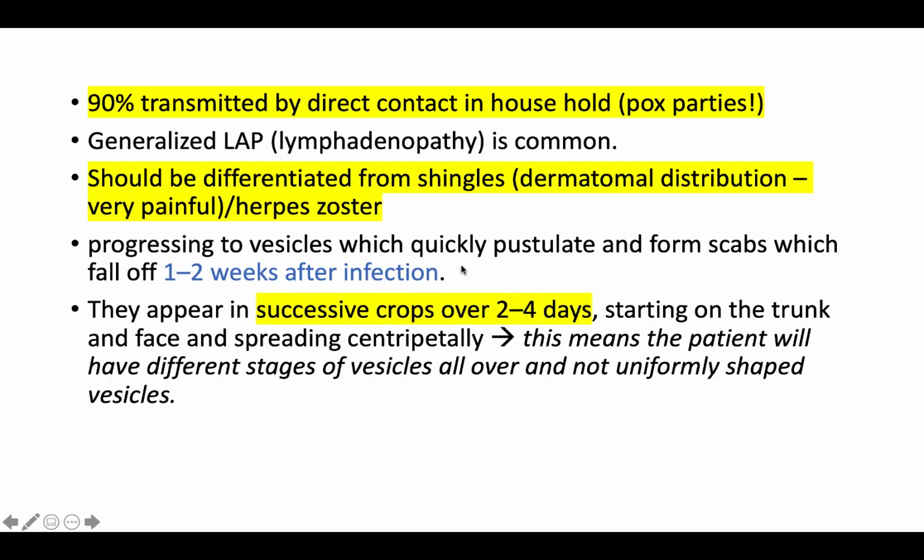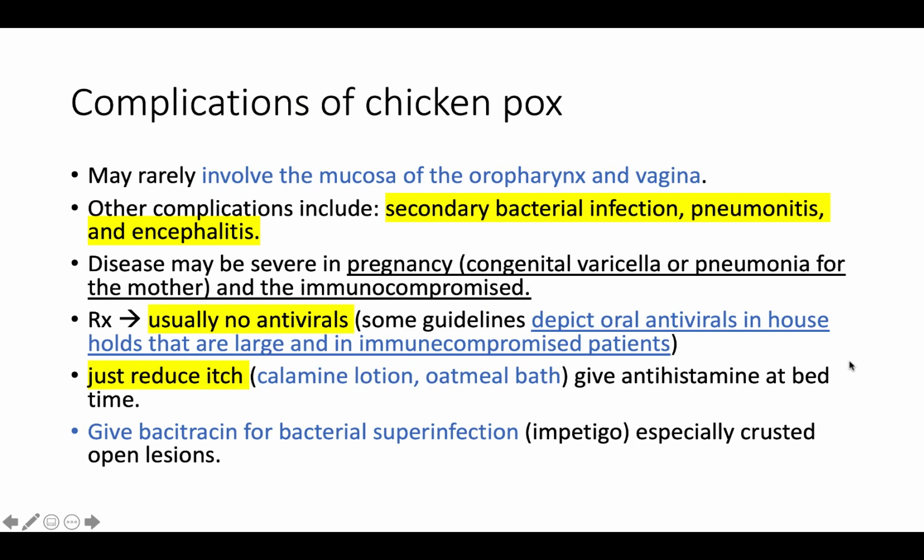Okay, progressing to vesicles, and then حكينا they appear in successive crops over 2 to 4 days, so the patient will have different stages at the same time. Complications may rarely involve the mucosa or the oropharynx or the vagina. Other complications, secondary bacterial infection, pneumonitis, and encephalitis.